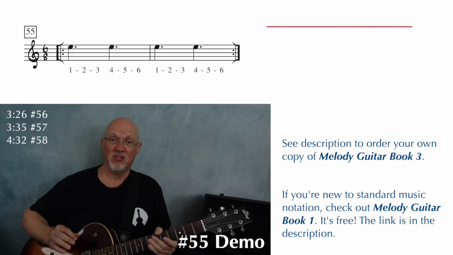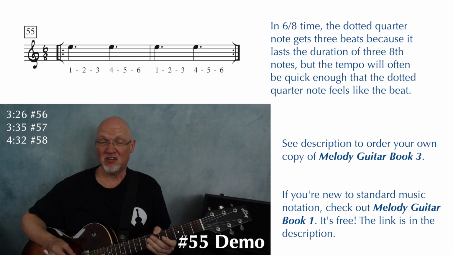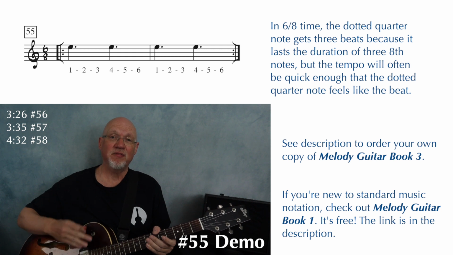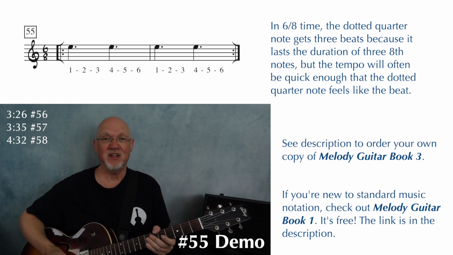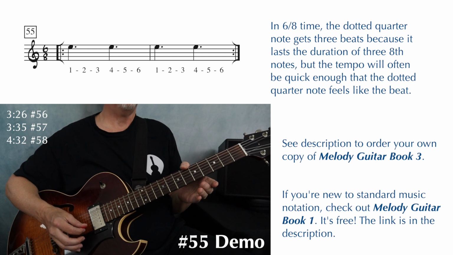Number 55 is dotted quarter notes. Each of these dotted quarter notes technically lasts 3 beats because there are 3 eighth notes in a dotted quarter note, but when you're playing fast enough, it's going to feel like your dotted quarter note is your beat. So 55 will sound like this. 1, 2, 3, 4, 5, 6.